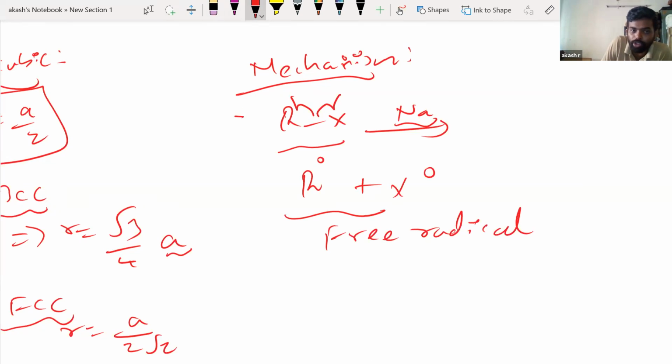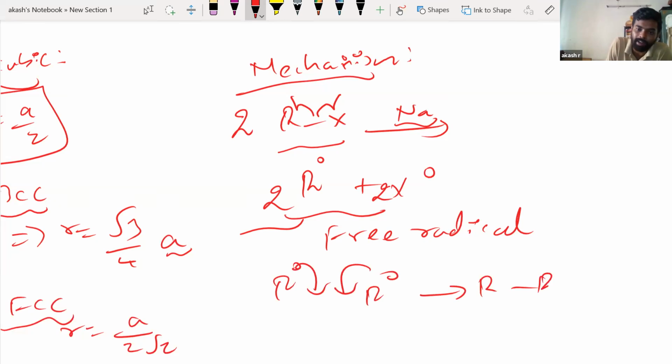Now I will have two such molecules, means two such R dot, two such X dot. Now these R dot and another R dot will come together to make R. That's it. That is the mechanism. Very, very simple. Okay. So the answer to this question, why, is because it is all based on the mechanism.